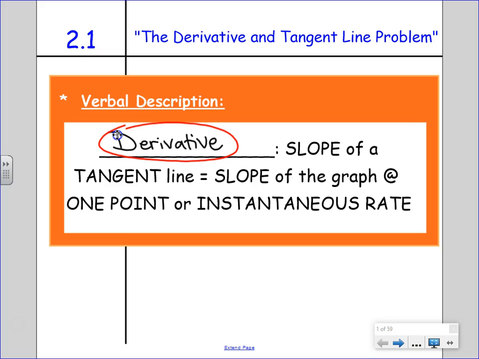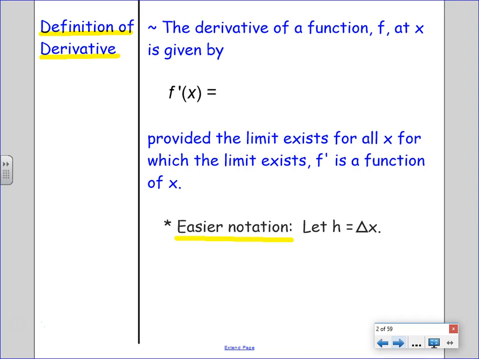Continuous for all real x values is, it's kind of like circular reasoning because you're defining it in terms of itself. But drawing it and not picking up your pencil, that's a description, right? No holes, no breaks, no jumps, no vertical asymptotes. Those are all descriptions. This is a very, very informal way of describing a derivative. However, a derivative is the slope of a tangent line, the slope of the graph at one point, the instantaneous rate. But the definition is a little bit more complicated.